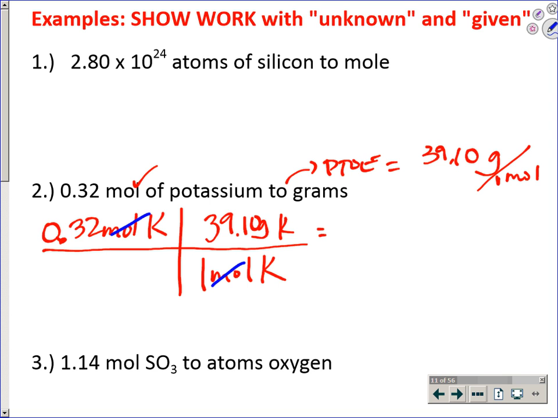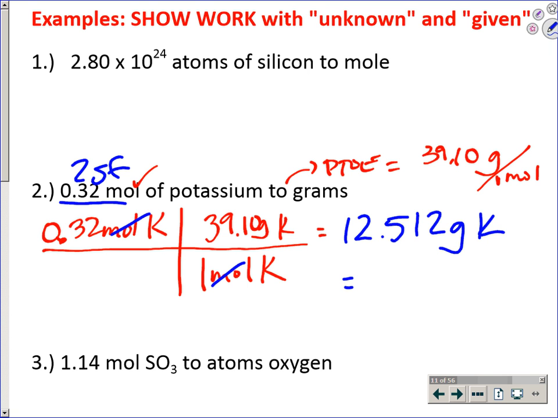So 0.32 times 39.1. Any more numbers? There's 2. And that's grams of potassium. Good. So all we did was 0.32 times 39.1. How many sig figs should be here, guys? 2, because our initial measurement was 2 sig figs. So how would I round this? I want the 1 and I want the 2, but I look next door to 2 and I see a 5. What happens? It rounds. So 13 grams of potassium. And that's your answer.